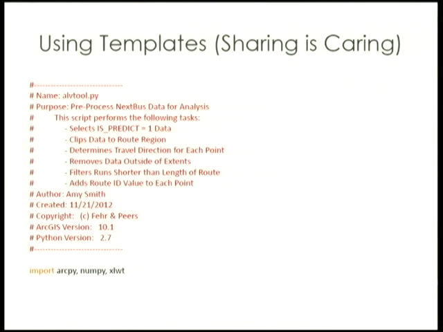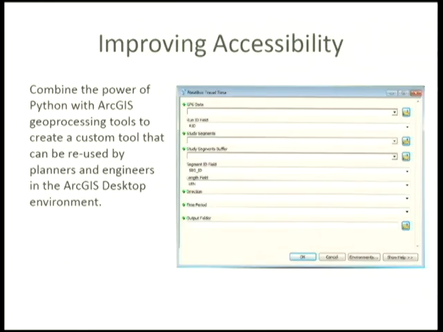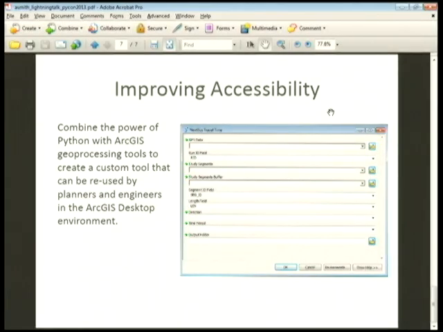In order to share these tools with other people, one thing we do at Fair and Peers is we use a script template that's common across all of our scripts so that people can pick it up easily and read it and find out what's going on. And then finally, for those people who aren't really interested in digging into the code and just want to use the tool in a GIS environment, we create what's called a script tool, which is a friendly user interface that lets people access the Python scripts through ArcGIS Desktop. And that's it. Thank you very much.